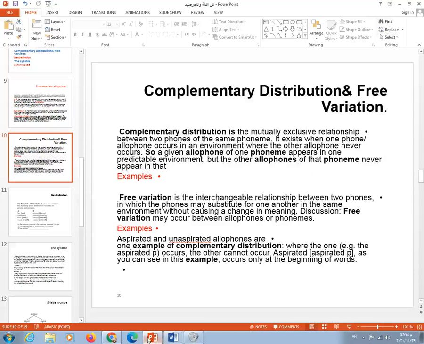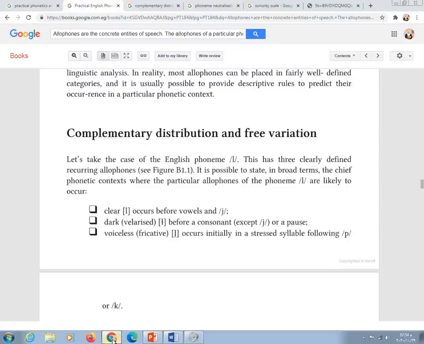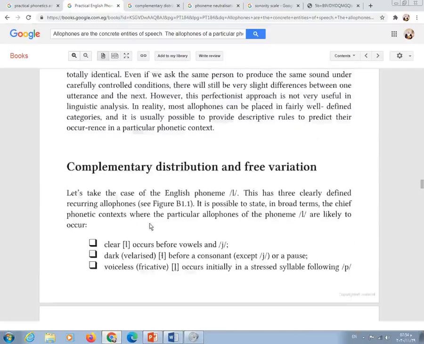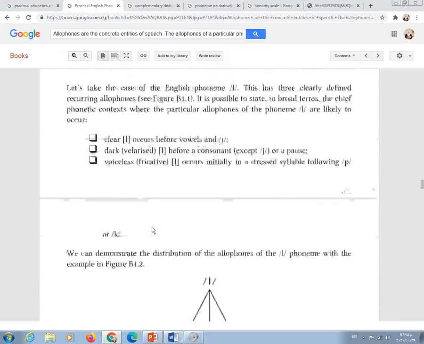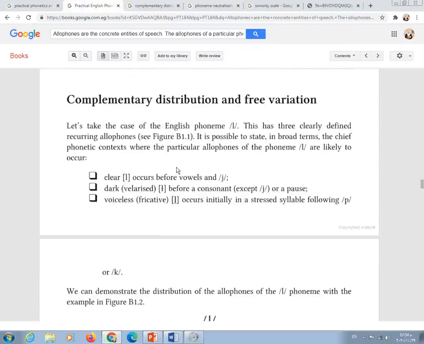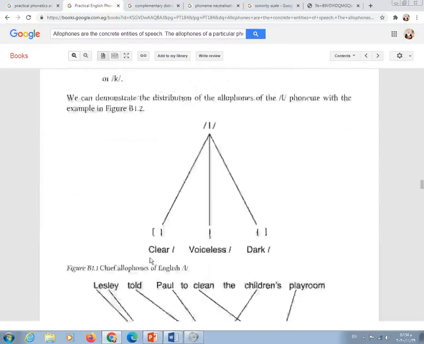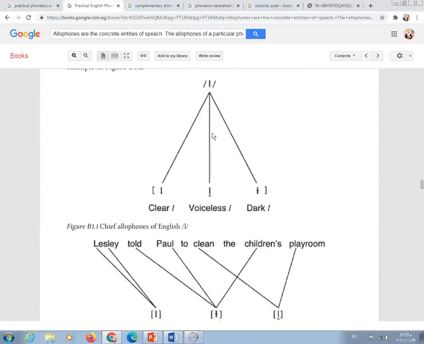Let's take an example, on page 25. Here we have the phoneme l, and as you see, it has three allophones. It occurs in three different phonetic contexts. One of them is the clear l, which comes before vowels. Number two, dark l, before a consonant or a pause. And number three, voiceless l, which comes after p or k. These are the three allophones of l: clear, voiceless, and dark.